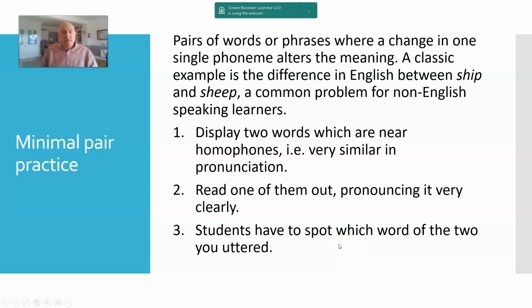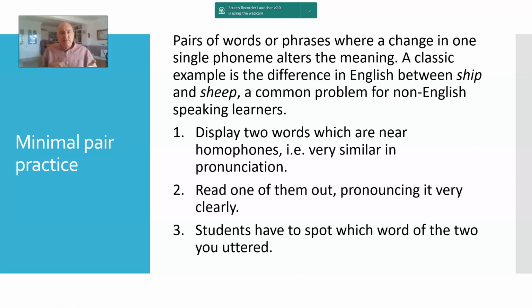Some of you will know what minimal pairs are, but in case you don't, it's the classic thing where one sound in a word changes the meaning. So for learners of English, if you're learning the words ship and sheep, and you're a French person learning those two words, that's a real tricky distinction, because in French there's no distinction between the phonemes I and E, ship, sheep. So that's an example of a minimal pair.